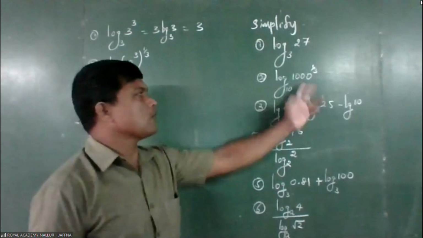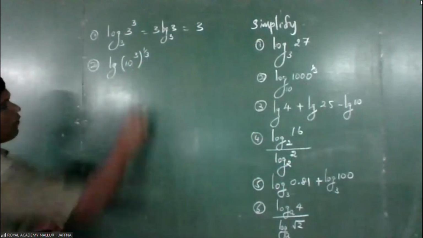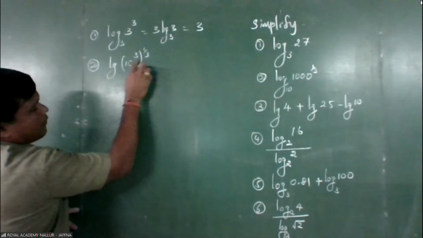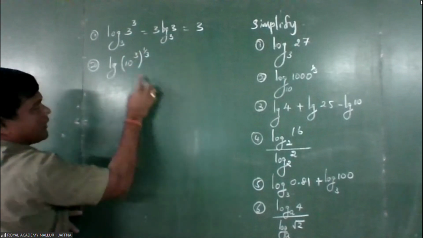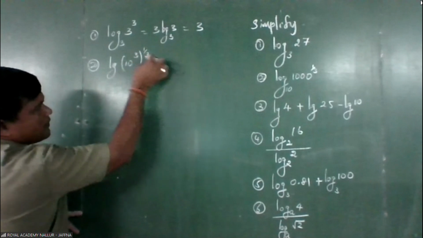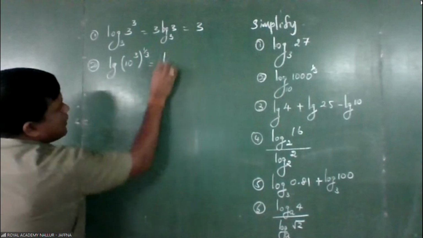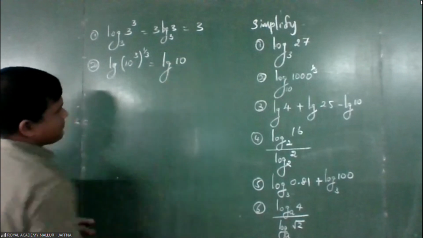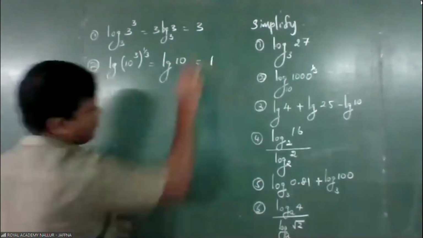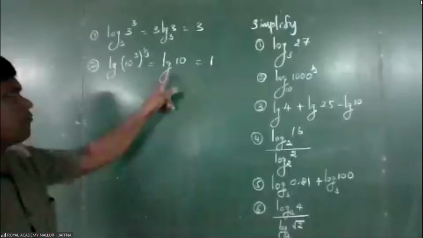So 1000 is 10 to the power 3, all to the power 1/3. You know the power of a power means the indices can be multiplied. When these two values are multiplied, 3 into 1/3, the 3s cancel. So it will be log 10. Log 10 is only 1 because of base 10.